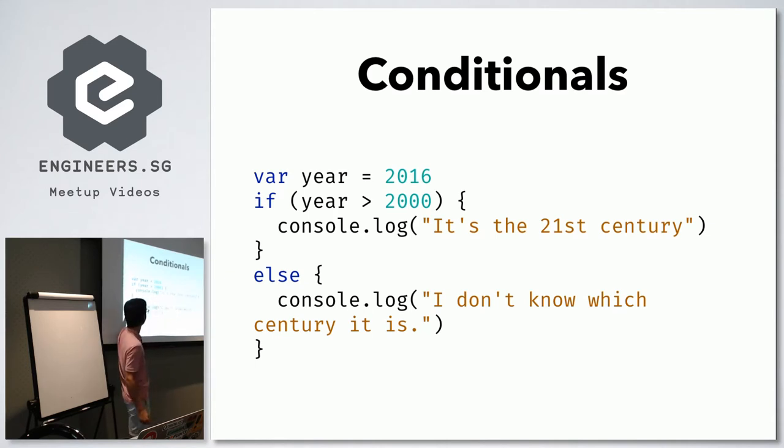And then optionally, you can also have the else part, which is if it's not true, what should I do instead? So it's the word else, two curly braces, and then whatever should happen if the condition is not true. So if, condition, true part, else, false part. Right, if the condition is true, do this, else, do that.